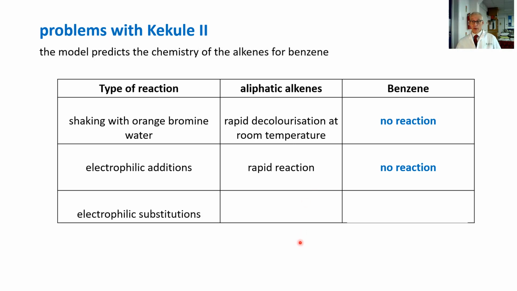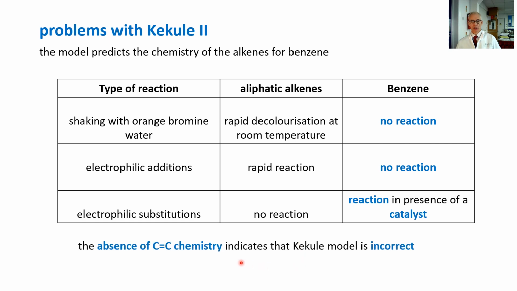So what do we know, or can I introduce you to? Well, the mechanism of electrophilic substitutions, which aliphatic alkenes do not show, but benzene does in the presence of a catalyst. So we can conclude that the absence of carbon double bond chemistry indicates that the Kekule model is incorrect. So that's the second inconsistency of the Kekule model.